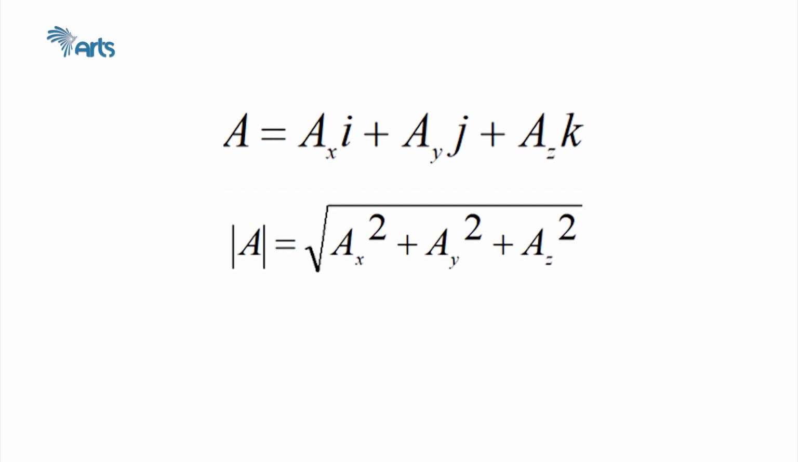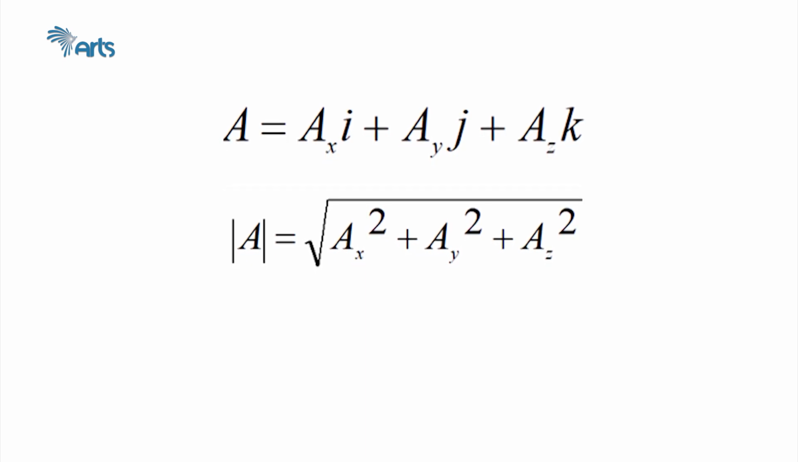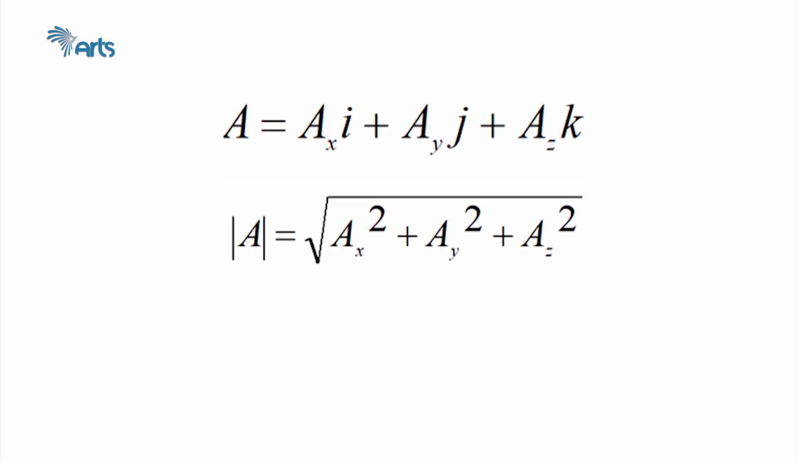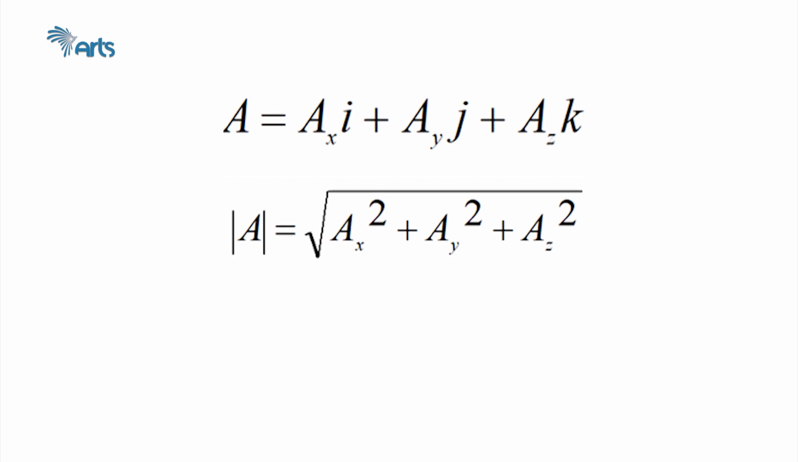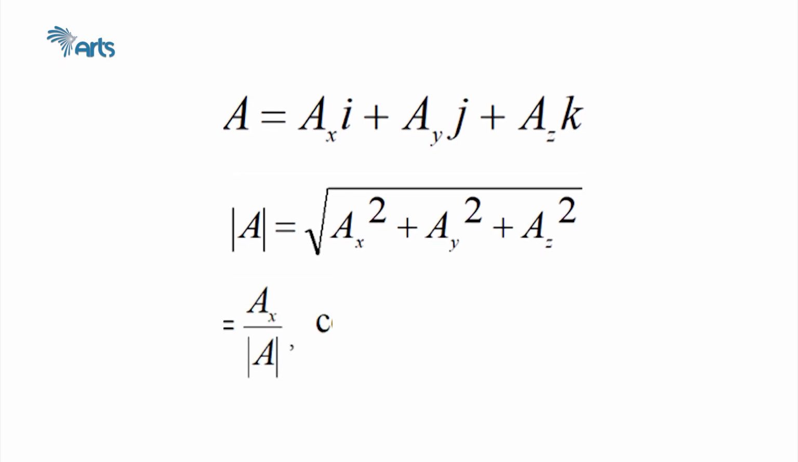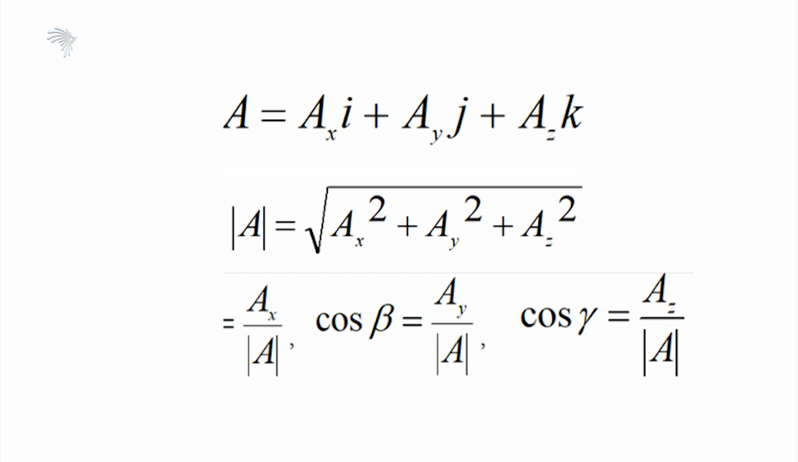You can also find the angles made by vector A with these three axes, and the cosine values of these angles are called direction cosines. For instance, cosine of alpha is equal to the x component of vector A divided by the magnitude of vector A. Similarly, cosine of beta equals ay divided by the magnitude of vector A, and cosine of gamma equals az divided by the magnitude of vector A.